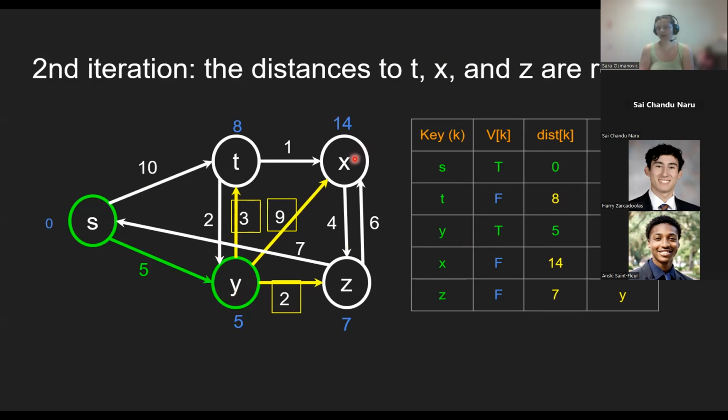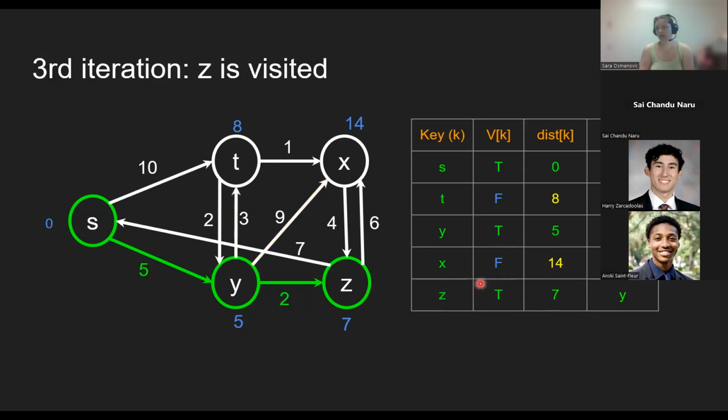Y also connects to X with an edge with weight 9. The total distance from S to X is 14, so you put that in your table. And same with Z. The total distance from S to Z is now 7, and the predecessor of Z is Y. Out of all of these values right now that are unvisited, the smallest one is 7. So we're going to visit Z, set that to true, and the predecessor is going to be locked in as Y.